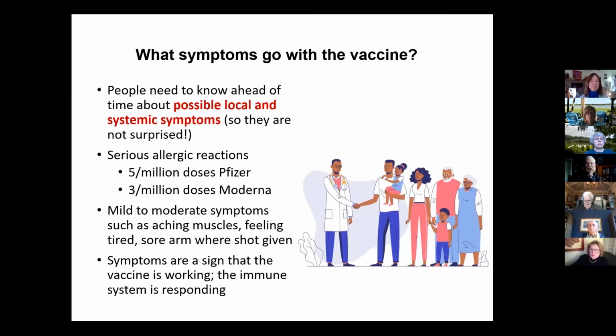The mild to moderate symptoms I've already mentioned, and I do want to emphasize that those symptoms are a sign the vaccine is working, that your immune system is responding. You have a sore arm because you have first responders that go to that area to attack that foreign protein that was just injected. It's swollen lymph nodes because you're revving up your immune system.